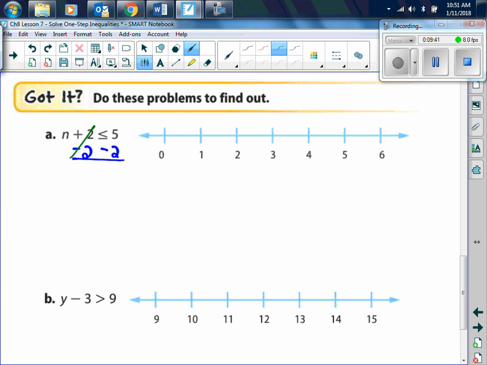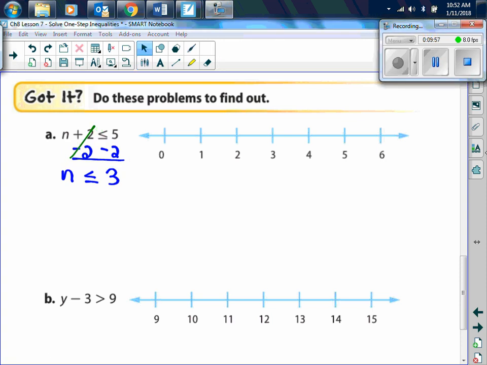The positive 2 and negative 2 cancel each other out to 0. And what are we left with? N is less than or equal to 3. Very good. So when you're doing your number line, you don't have to put every single number. You don't have to put tons of numbers on your number line. You just write your important number and then one or two on this side and one or two on that side, on either side of the important number.